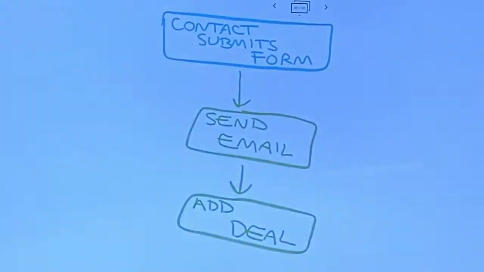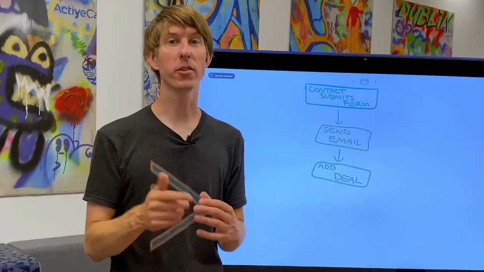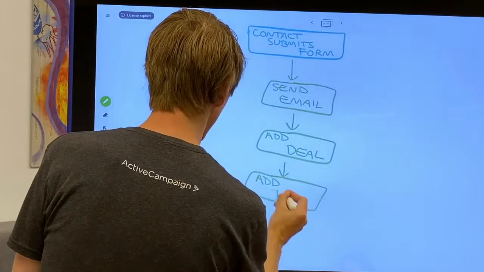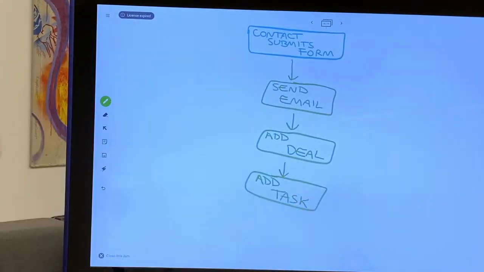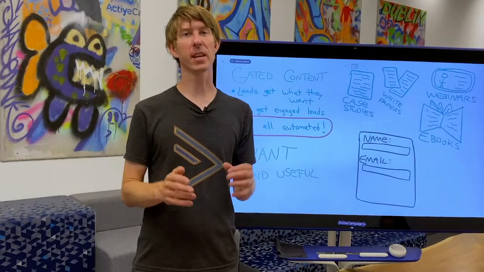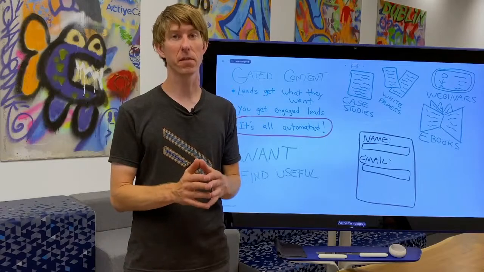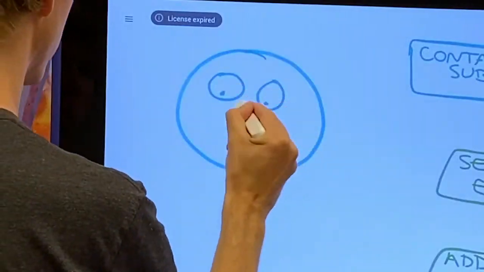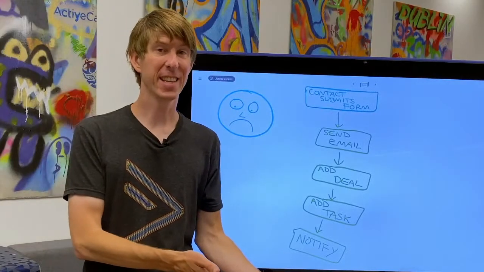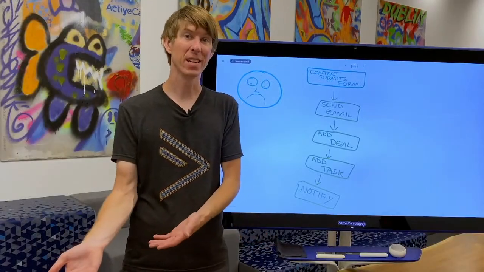If you have a sales team, you can then assign a deal to one of your sales representatives. You can also assign the rep a task to call the lead and then send them an email notifying them of their new lead. The entire premise of gated content centers around the visitor filling out your form. If they don't fill out the form, they don't get the content they need, and you don't get a new lead.